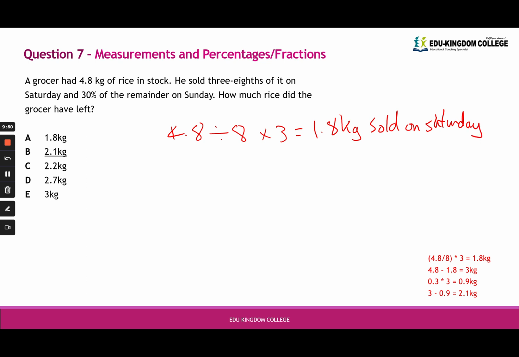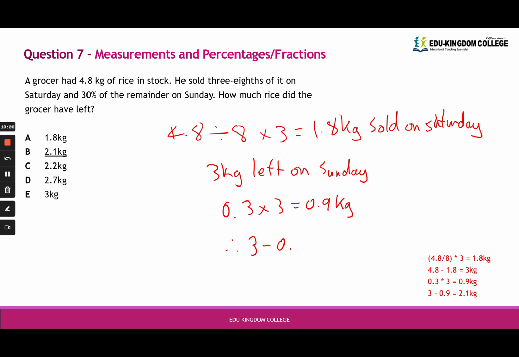Okay. Then what we can do, that means we have 3 kilos left on Sunday, right? Because we do 4.8 minus 1.8, right? Okay. And so what we can do, we just do 0.3 times by 3 kilos. That gives us 0.9 kilos, right? Okay, and so that means there is 3 minus 0.9, which gives us 2.1 kilos left. Okay, and so the answer to this question will be B.